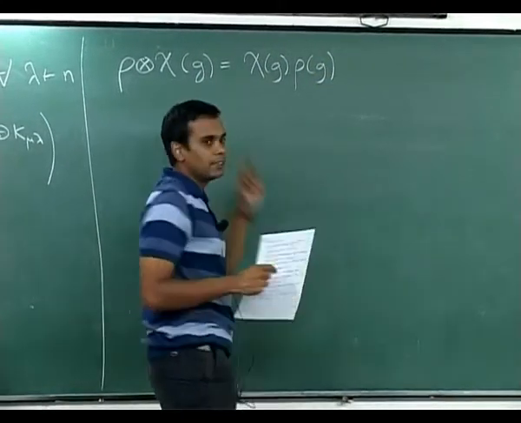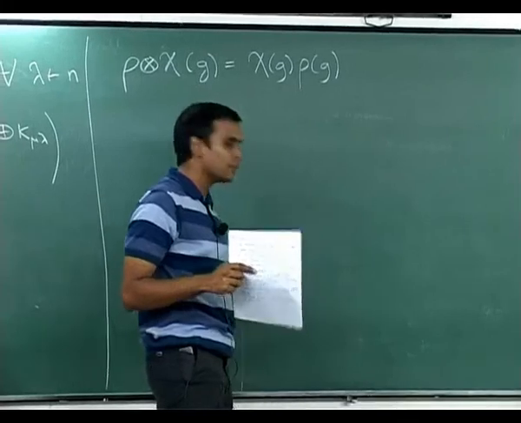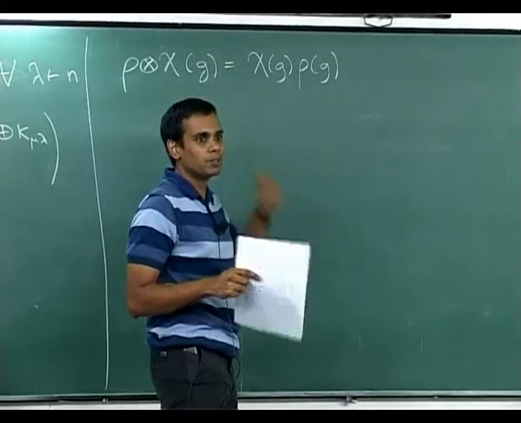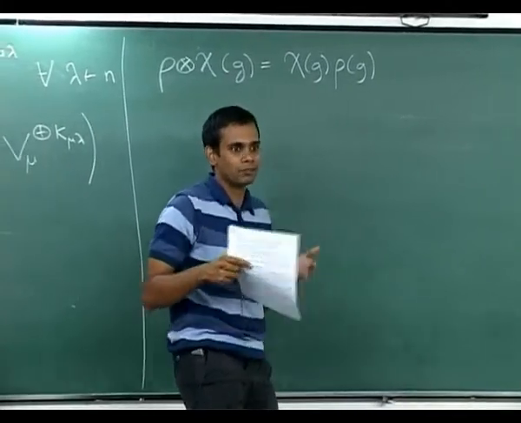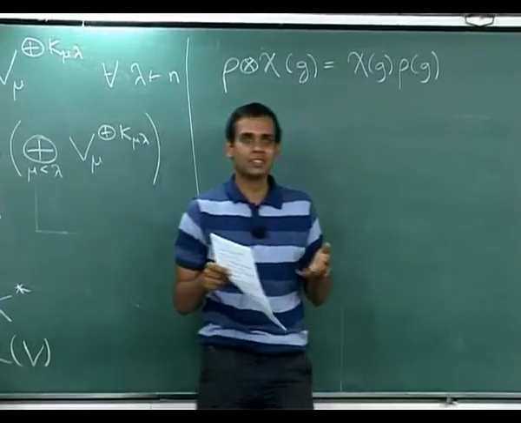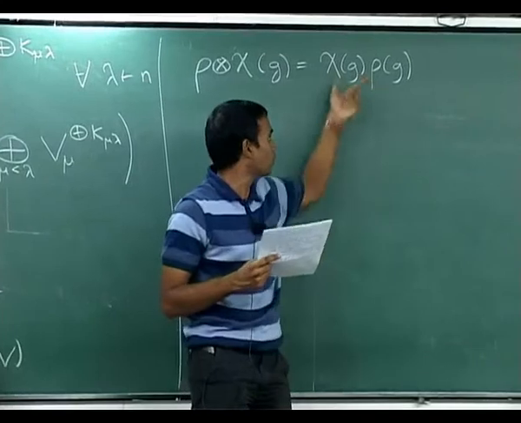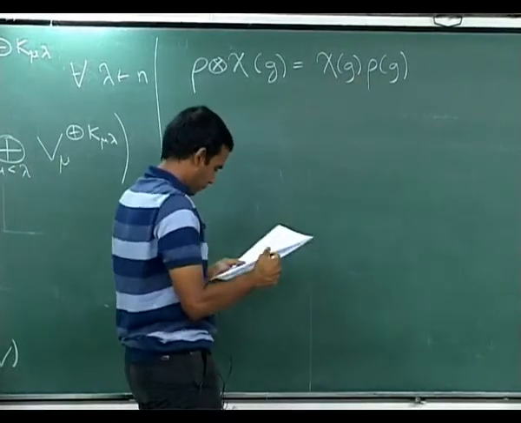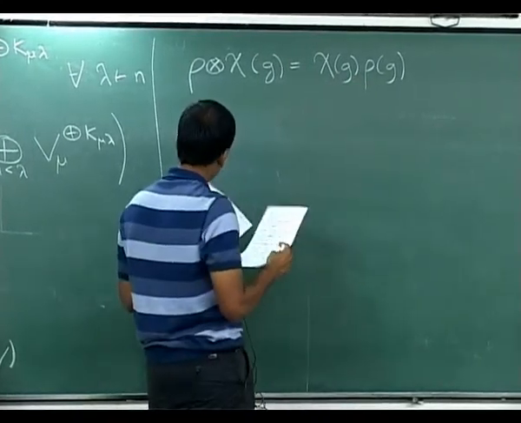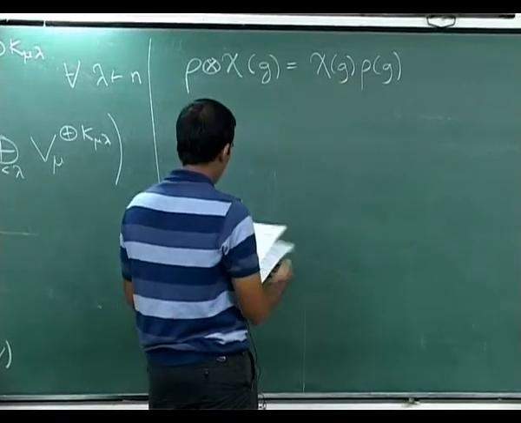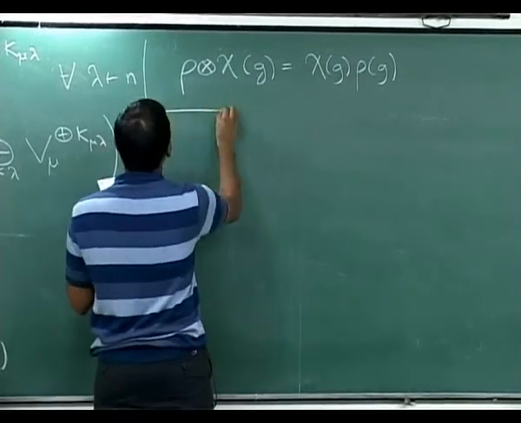For example, this means that if the original representation is simple, then so will this be simple, because if something is invariant under a bunch of linear transformations, then it is also invariant under scalar multiples of those linear transformations, which is what this is doing. Let me give you an example, the one example that we are really interested in.